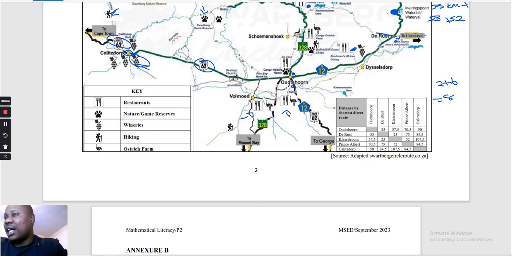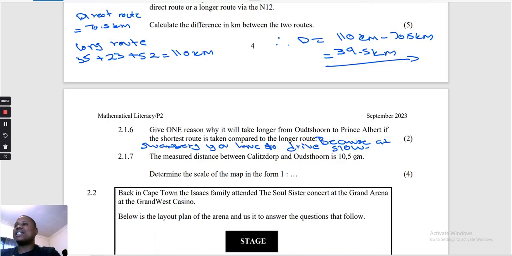Okay, from the Karlstorp, we look at the Karlstorp this side. Here's the Karlstorp, and then there's the Ostrom. So the distance is 50 kilometers. That is the actual distance, but the map distance is 10.5. So what are we going to do?